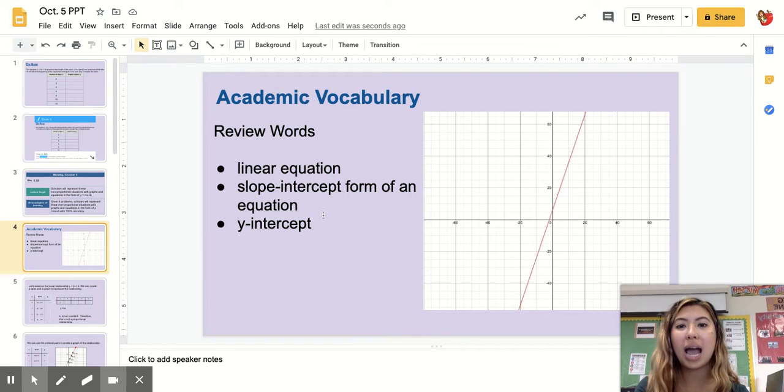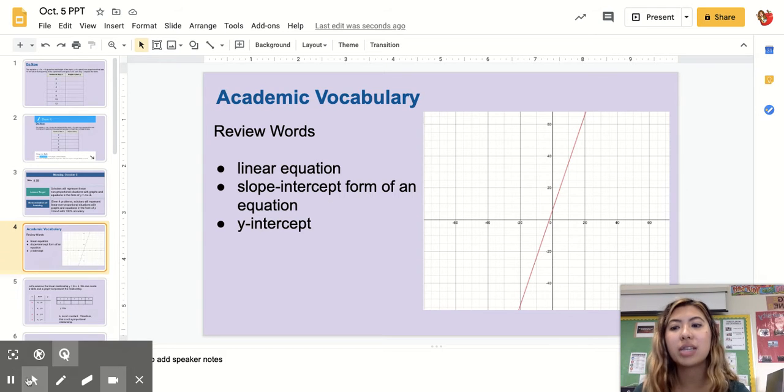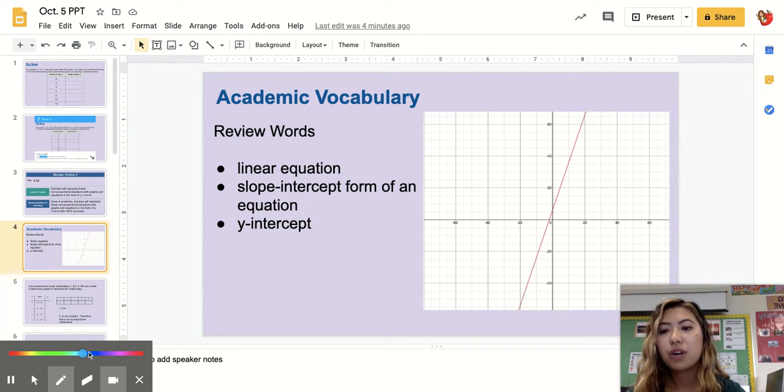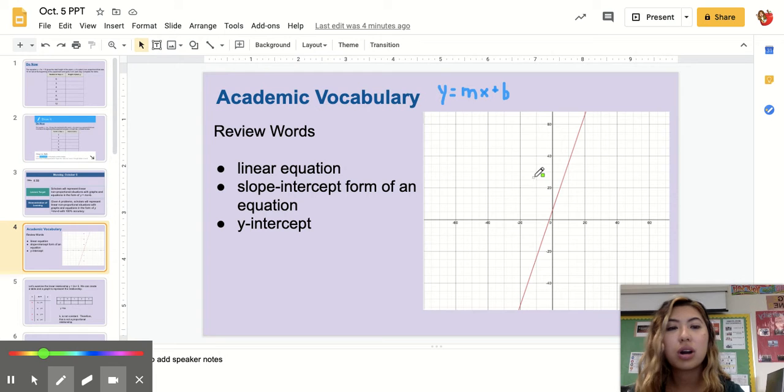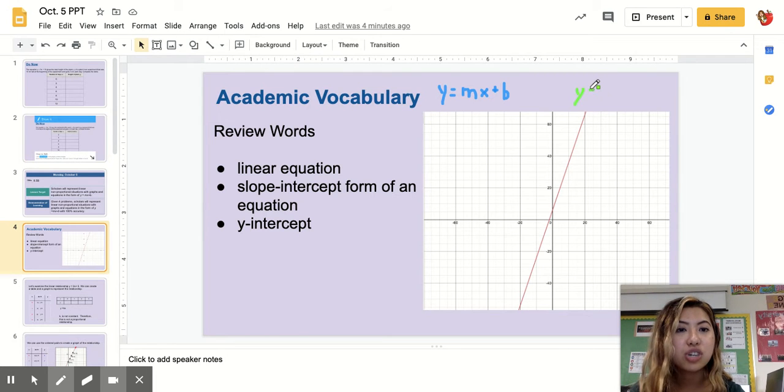So we have 3 academic vocabulary words to go over. We have the words linear equation, slope-intercept form of an equation, and y-intercept. So for non-proportional relationship equations, it's always in the form of y is equal to mx plus b, as compared to proportional relationships, where it's y is equal to k times x. So k and m both represent the same thing. They're the unit rate, the constant of proportionality, the rate of change.